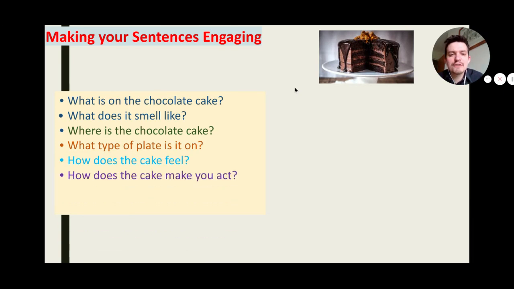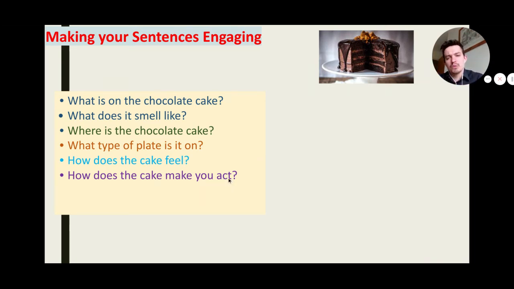Think about all the different elements that we might want to be thinking about. What is actually on the cake? What does it physically look like? How does it smell? Where is it? What type of plate is it on? How does the cake feel to the touch? How does the cake make you act?